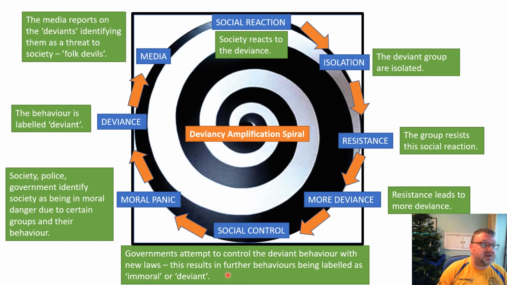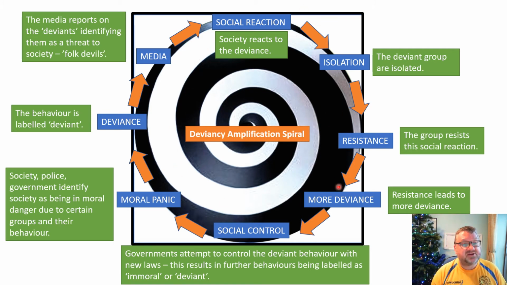And of course the media put it out in the press, and that then leads to a social reaction to the deviance, and so on and so forth, and the spiral keeps going. So more and more deviance is created by the attempt to crack down on it. Hopefully that makes sense, but you can go back and look at this at your leisure.